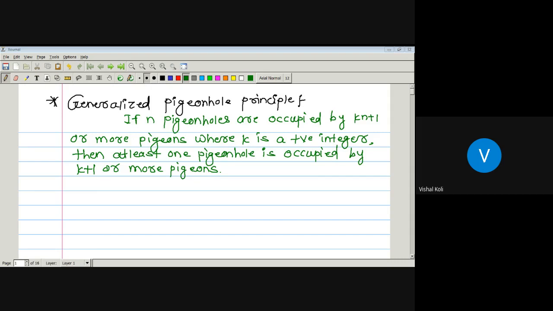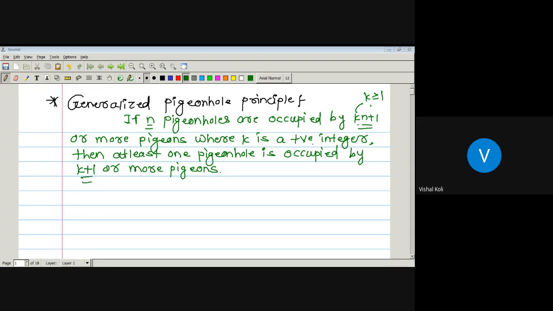As we already know, if there are n pigeons and m pigeonholes, where m is less than n, then at least one pigeonhole is occupied by two or more pigeons. As here there are n pigeonholes and the pigeons are k into n plus 1, where k is any positive integer, it means k is greater than or equal to 1. So if there are n pigeonholes and k into n plus 1 pigeons, then at least one pigeonhole is occupied by k plus 1 or more pigeons.